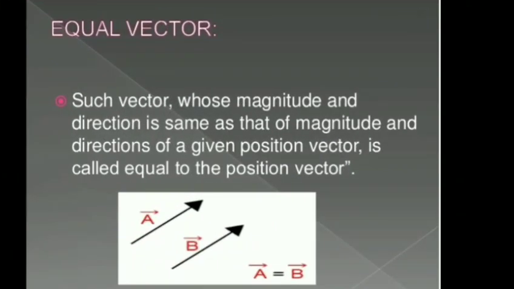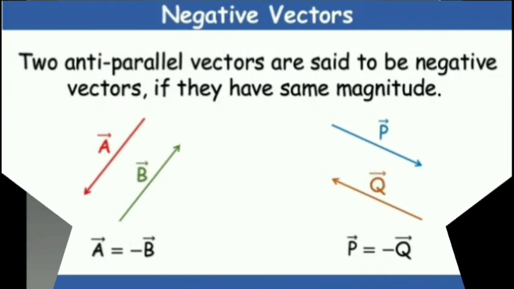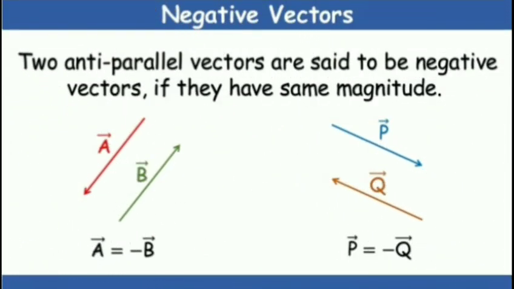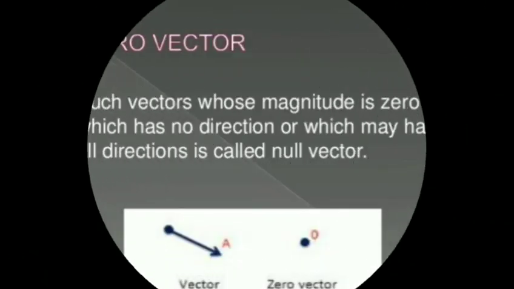Equal vector: a vector whose magnitude and direction are the same as the magnitude and direction of a given position vector is called equal to the position vector. Negative vectors: two antiparallel vectors are said to be negative vectors if they have the same magnitude. This is the example.